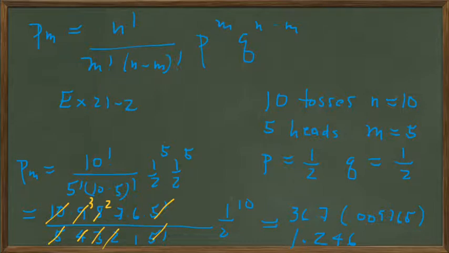0.246. So what does that number 0.246 mean? If we toss a coin 10 times and we want to know the probability of getting exactly 5 heads, it's going to happen roughly 1/4 of the time that we'll get exactly 5 heads. We could actually handle a probability problem like that, a coin toss, by drawing a chart, but it gets very complicated when we have so many tosses.